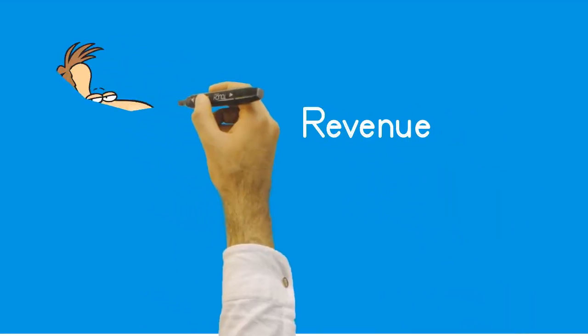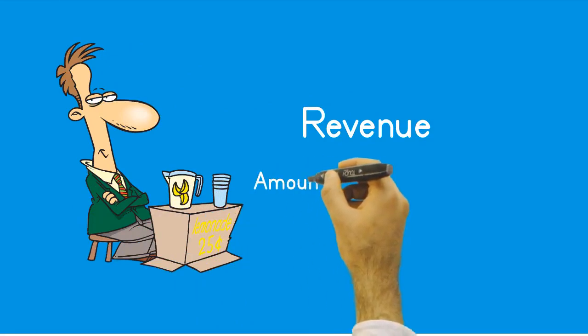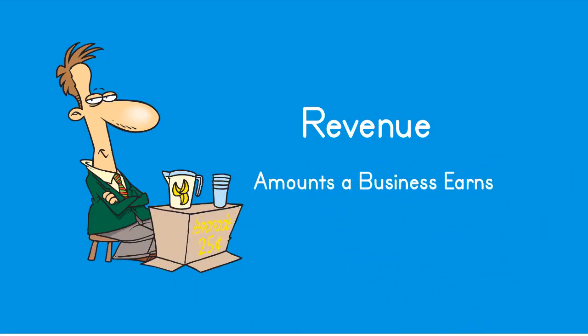Revenue. Formal definition: the gross increase in owner's equity resulting from the operations and other activities of the business. Informal definition: amounts a business earns by selling services and products and investing. Amounts billed to customers for services and or products. Includes sales of goods and services, revenue directly related to daily operations. Other income, revenue not directly related to daily operations such as interest and dividends.